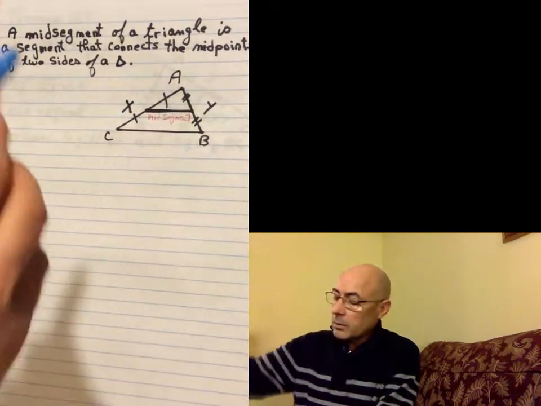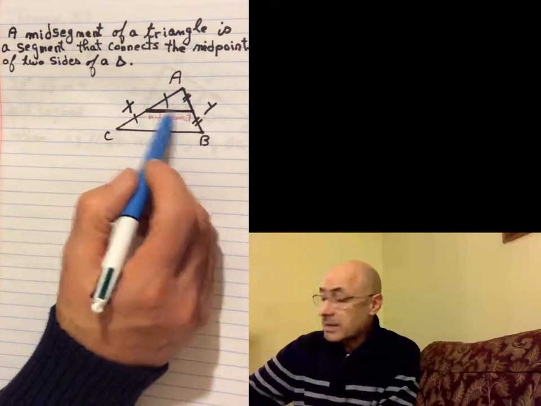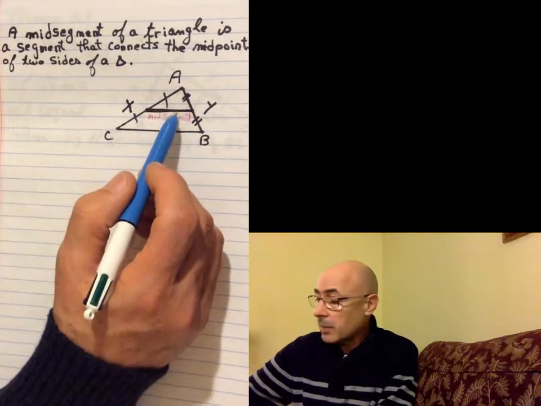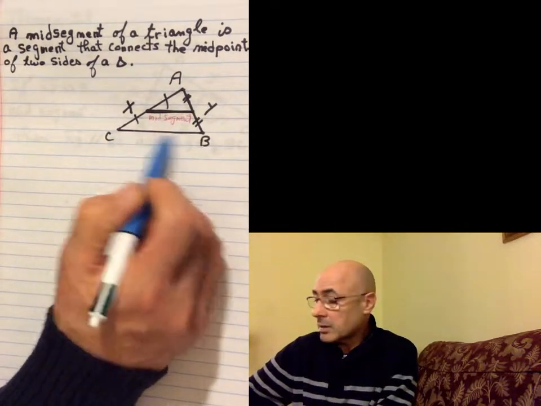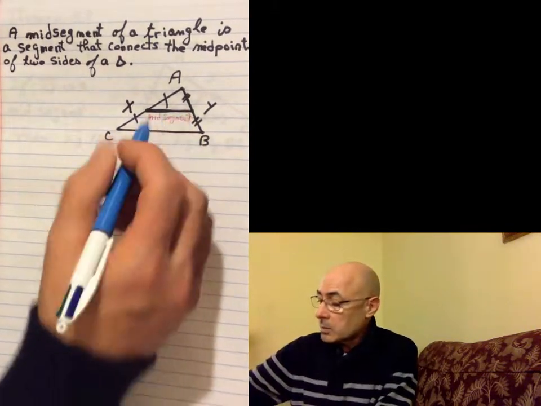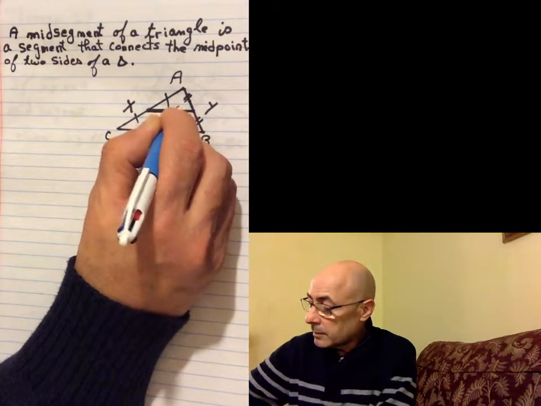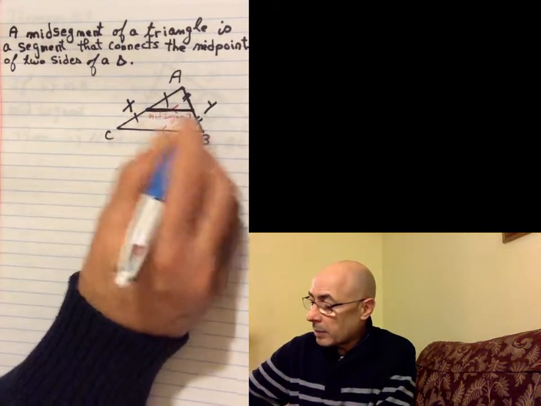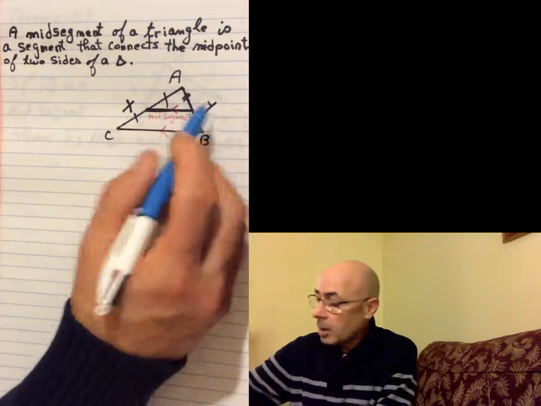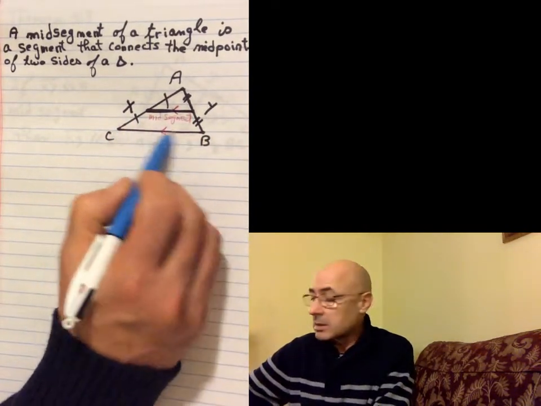The midsegment theorem states that the midsegment of a triangle is parallel to the third side and equals 1/2 of that third side. So actually, these are going to be parallel. So XY is parallel to CB. Also, the length of XY is going to be half the length of CB.